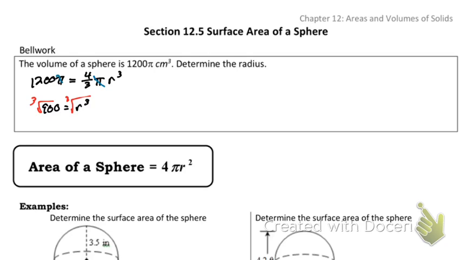And then we come up with R is about 9.7. We plugged it in our calculator. Cool.